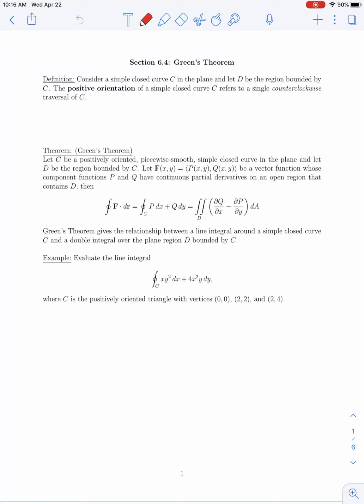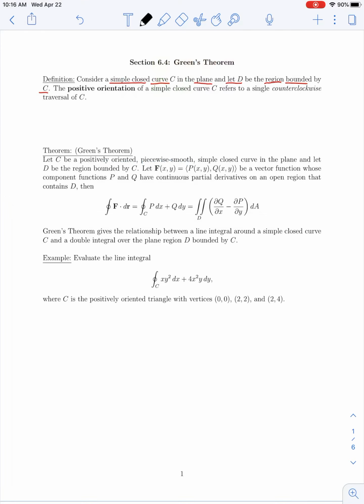Okay, in today's lecture, we're going to cover the section 6.4 material, which is on a result known as Green's theorem. Now, before we can state Green's theorem, we need to introduce just a little bit of terminology. So let's suppose that we have a simple closed curve, C, in the plane. So that is a closed curve which does not intersect itself anywhere in between the endpoints. And let's denote by capital D the plane region which is bounded by that curve C.